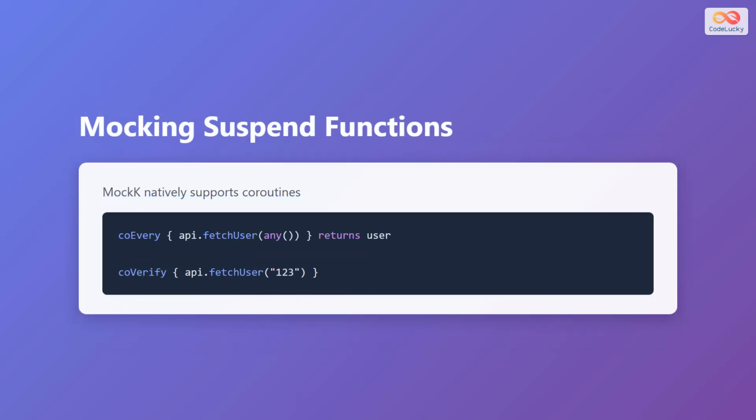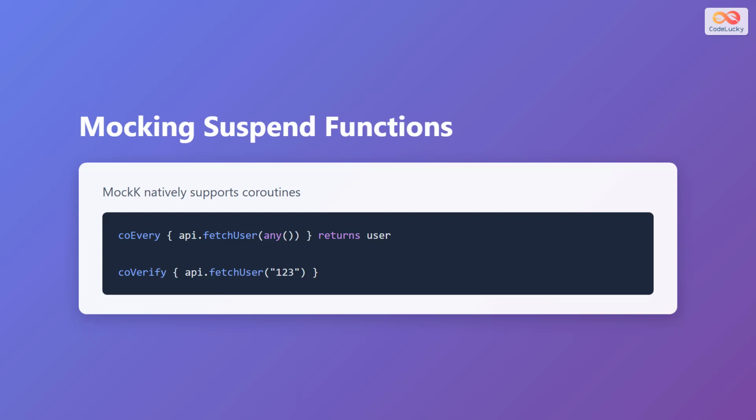One of MockK's standout features is its native support for Kotlin coroutines. When working with suspend functions, you use coEvery instead of every for stubbing, and coVerify instead of verify for verification. The co prefix stands for coroutine. These special functions handle the asynchronous nature of suspend functions automatically.